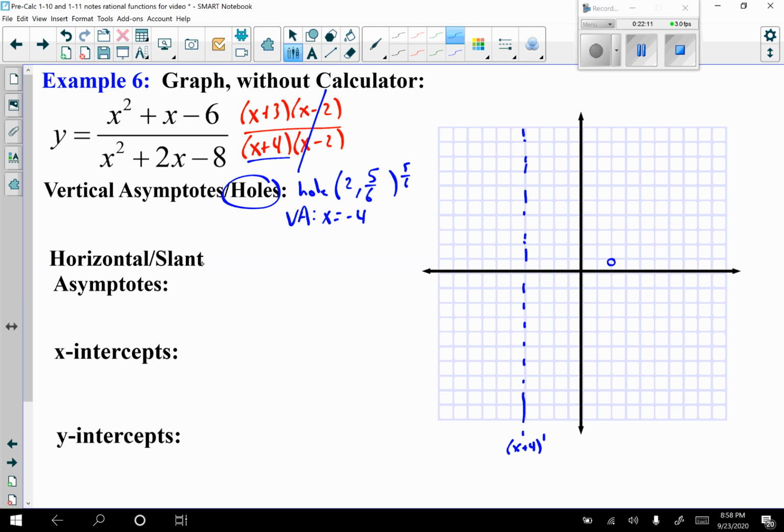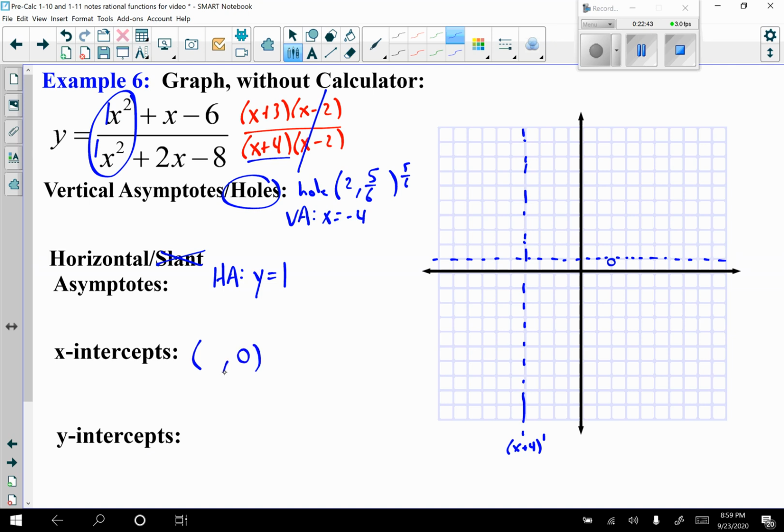Horizontal and slant asymptotes, same degree, x over x. Use either one you want. Coefficients 1 over 1. So horizontal asymptote, and it is y equals 1. Now the important thing here, look at where the hole is. The horizontal asymptote is at 1, and when we estimated that 5/6, it is below the horizontal asymptote. So make sure you get that part in. It's close, but it is below, and that's important.